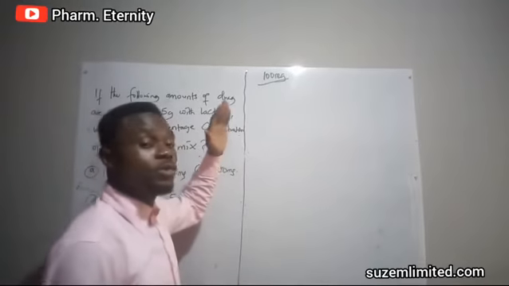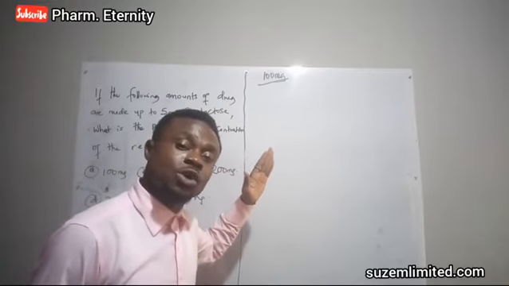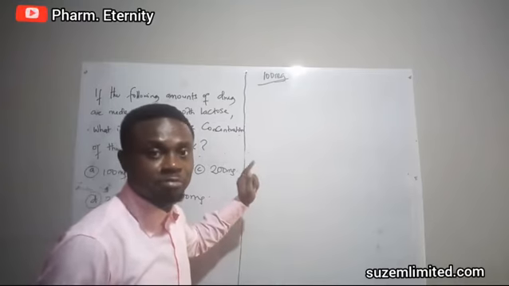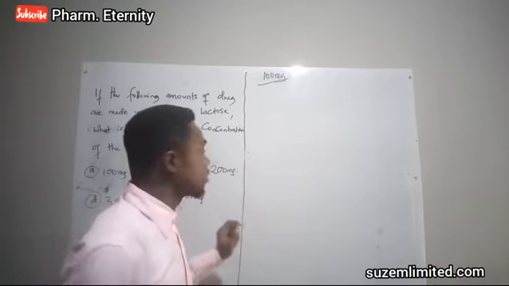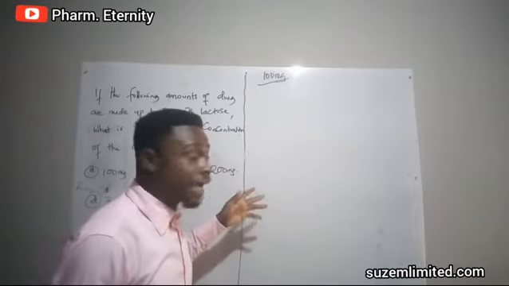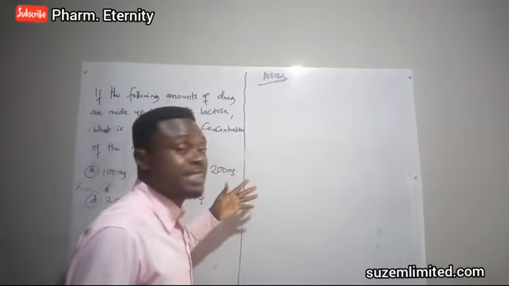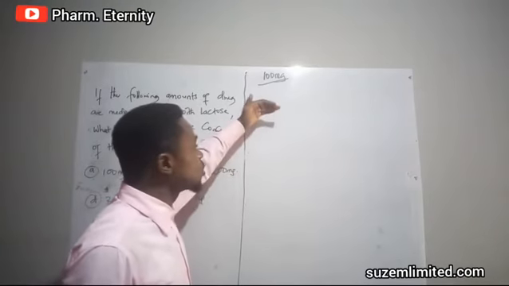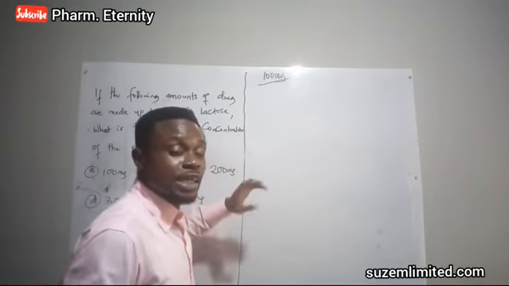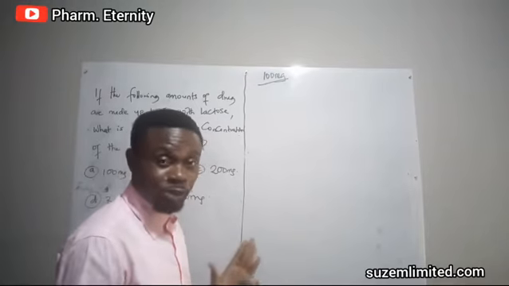Unlike what we saw in weight in volume, whereby the weight must be in gram and the volume must be in mL, in weight in weight, the weight can be in milligram or in gram. But the most important thing is that the weight of the ingredients and the weight of the entire mix must be in the same unit. That is the most important thing.